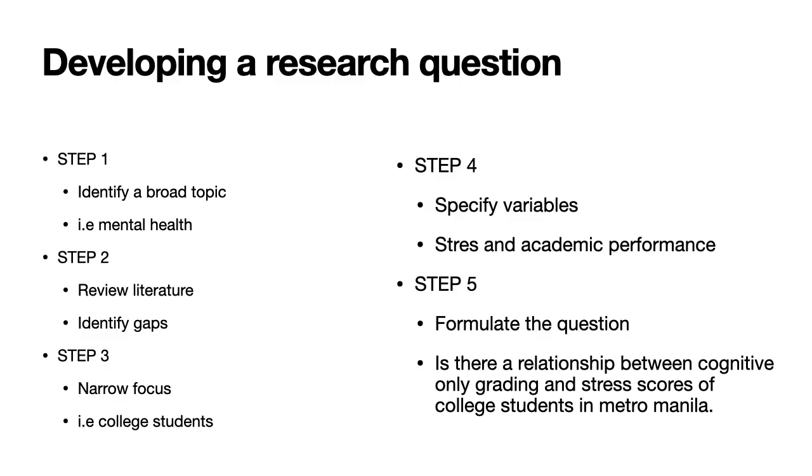Developing a research question is a stepwise process. First, identify a broad topic, for example, mental health. Second, review the literature. Third, narrow the topic, perhaps focus on medical students. Fourth, identify specific variables, for example, sleep quality and academic performance. And finally, formulate the question. This systematic approach prevents researchers from selecting questions that are either too broad or too vague.